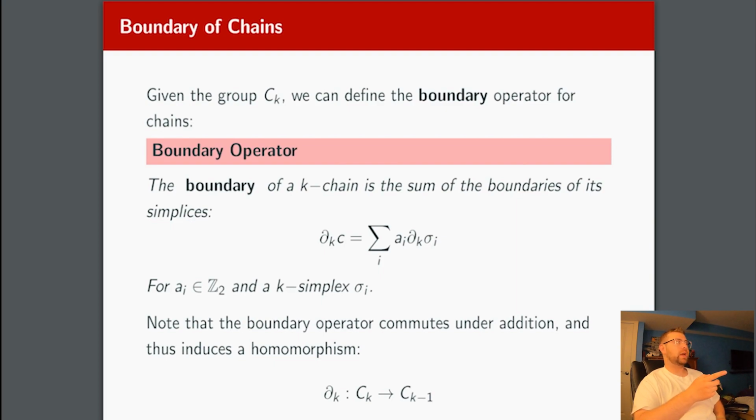I talked about that when I gave the example of a one chain and a one cycle, right? The one chain was this guy, and the boundary of that was a zero simplex, because it was just these two points. So the boundary of a k chain is a k minus 1 chain. That's really the big idea here. And this boundary operator actually induces a homomorphism from the C_k group to the C_(k-1) group, which is pretty cool. It's obviously not an isomorphism, but we do have this homomorphic structure, which is awesome.